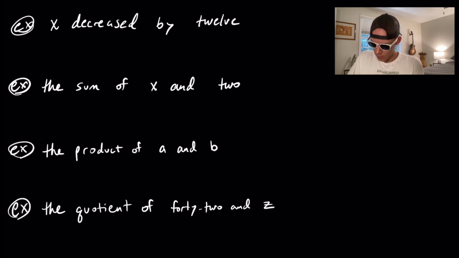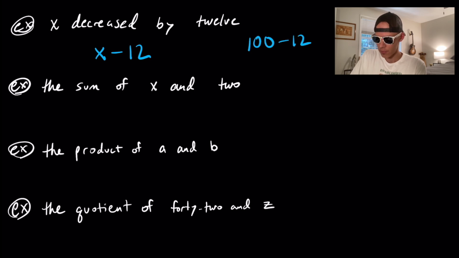All right, so a few keywords that we'll notice here, starting with the first one. X decreased by 12. Well, decreased, you can think of, that's just subtraction. So X decreased by 12, X minus 12. Plug in a number if you're not sure. Make X 100. 100 decreased by 12. Well, that's 100 minus 12, which is going to be 88. So X decreased by 12 is just X minus 12.